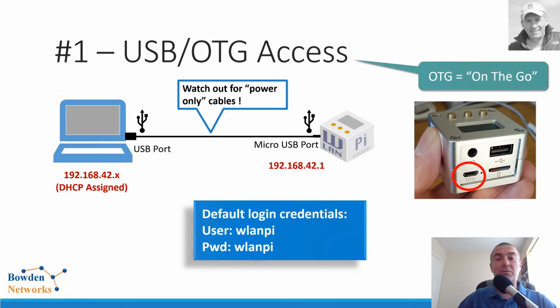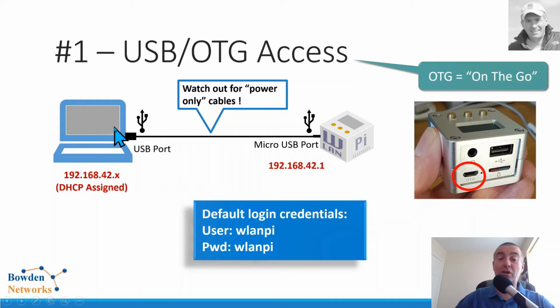So I think we're going to move on to our first access scenario, for how we can actually get into the WLAN Pi itself and have a poke around on the CLI. For this, we're using a USB cable, which is going to give us what's called OTG access, which is on the go.